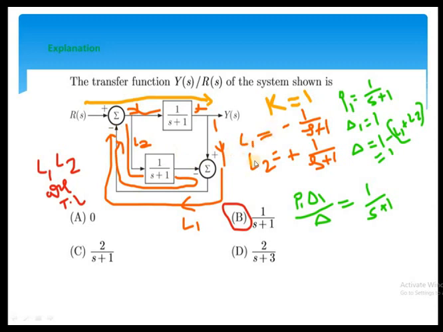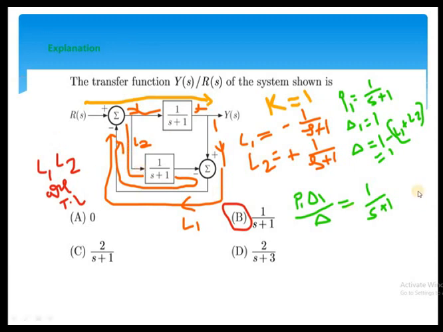What about the touching loops and non-touching loops here? L1 loop is nothing but the outer loop. L2 loop is nothing but the inner loop. Both the loops start from the same node and end at the same node. So both are touching loops. There is no possibility of non-touching loops.